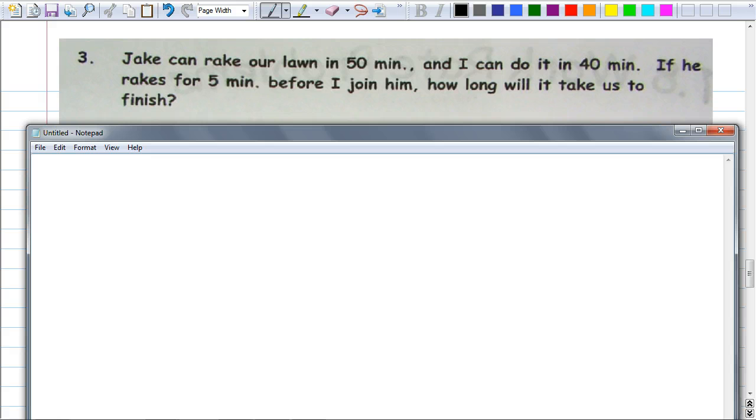It says, if he rakes for 5 minutes before I join him, you see they kind of put a little spin on these sorts of questions. It's not like the one we just did where they start at the same time and end at the same time. Here it says if he rakes 5 minutes before I join him. Does this make sense? So he works for 5 minutes, and then I join him. It says how long would it take us to finish?